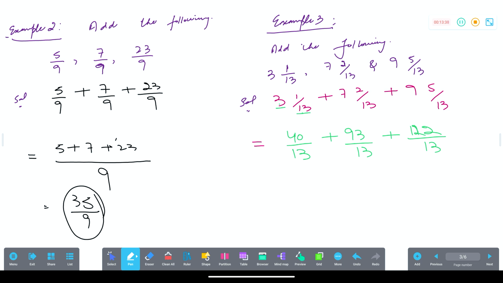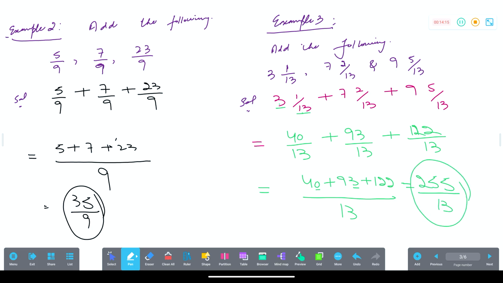What you have to do, you have to keep the same denominator once only, 30, and keep on adding the numerators. 40 plus 93 plus 122. Now let me add them, starting with the ones place. It is 0 here, plus 3 is 3, plus 2 is 5. Next, tens place. 4 plus 9 is 13, plus 2 is 15. So 5, 1 carry to the hundreds place, but hundreds place only here. So 1 plus 1 is 2. 255 divided by 30. Now this is the final answer.